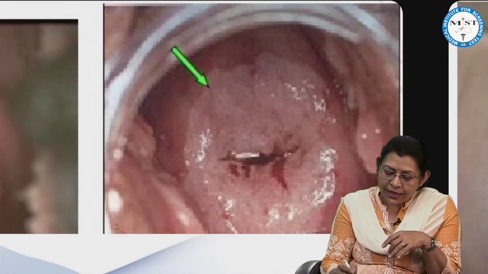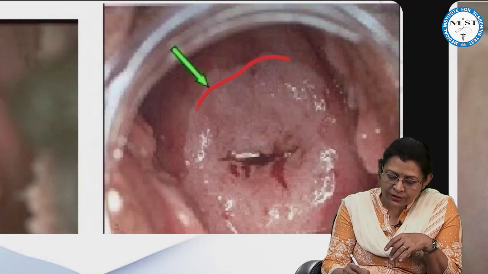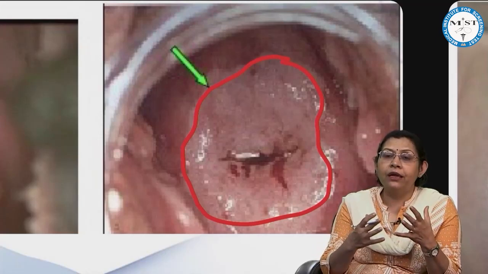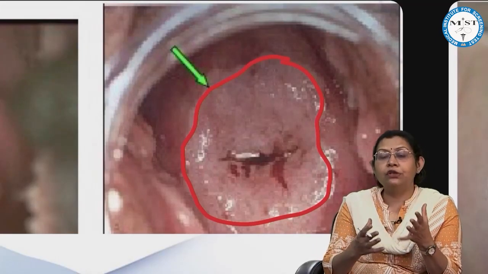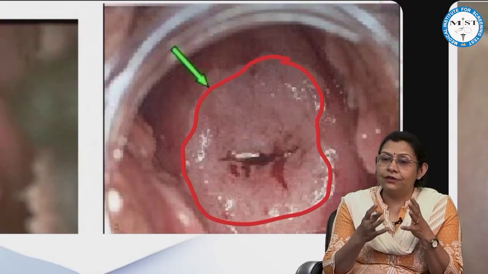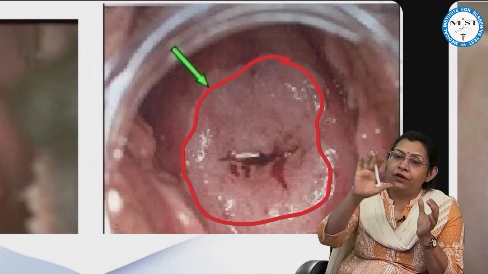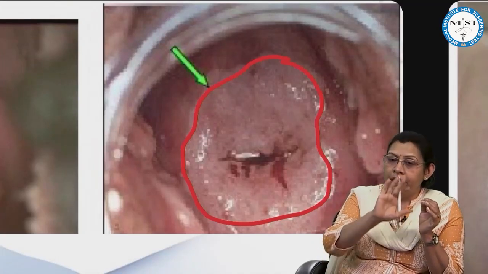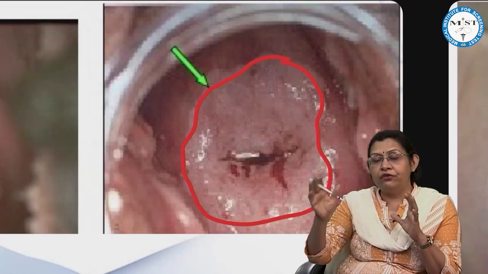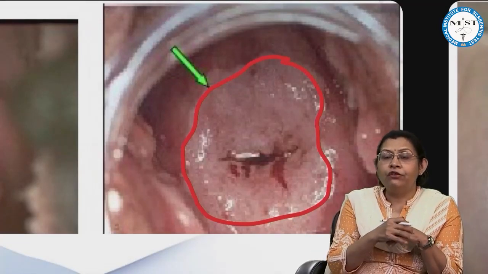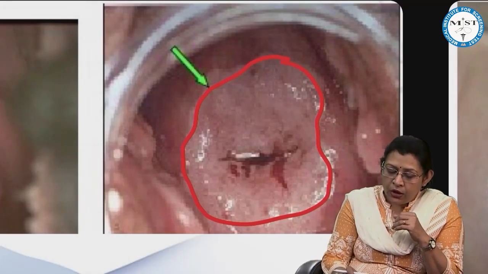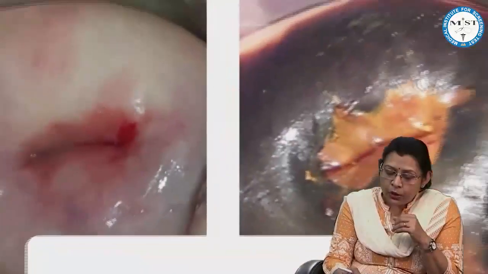So if we find this aceto-white patch, as you could see here, this is suggestive of more underlying protein, and this could be because of abnormal proliferation of the cells, and this area is suspicious. So after applying the acetic acid, if we find any white patch, it is suspicious, and then we have to refer this lady to higher centers for further evaluation with the pap smear or the colposcopic guided biopsy. Or we can apply the Lugol's iodine.